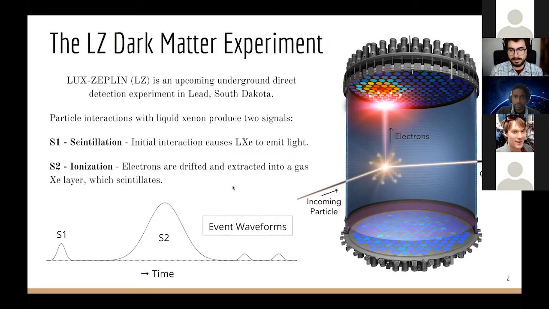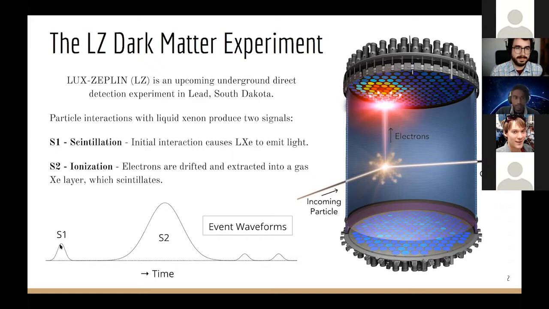You have a particle interaction with liquid xenon, potentially producing two signals. The first initial signal when it first hits a xenon atom is the S1 scintillation light. And this primary interaction also produces ionization electrons, which then drift up and are extracted into the gaseous xenon layer, which then scintillates, producing a secondary S2 signal.